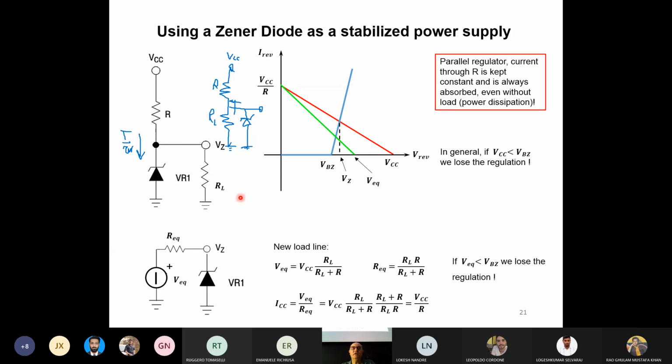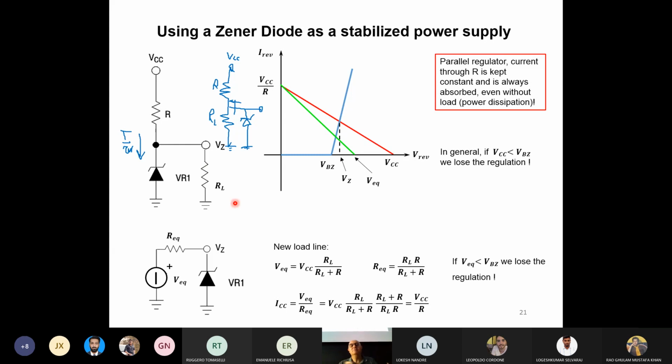This means that this is not a good circuit, for instance, for powering a cell phone. If a cell phone had a stabilizer like this, the battery would be discharged even if you're not using the cell phone. So this is not an efficient way to use it. Actually, you will find this kind of circuit only for very small supplies. So if you need something that is always connected and probably draws a very small current, even if you have a constant power dissipation, you don't care because the power dissipation is negligible.